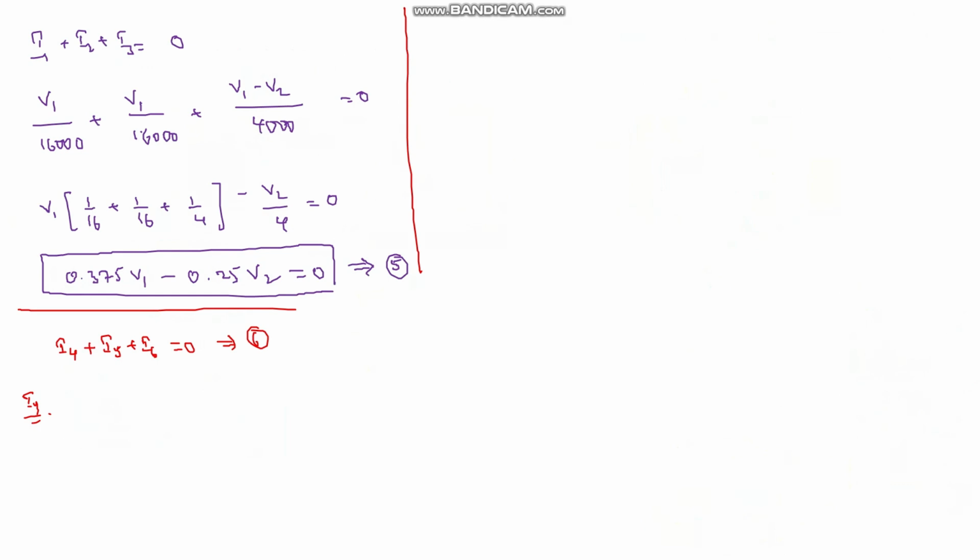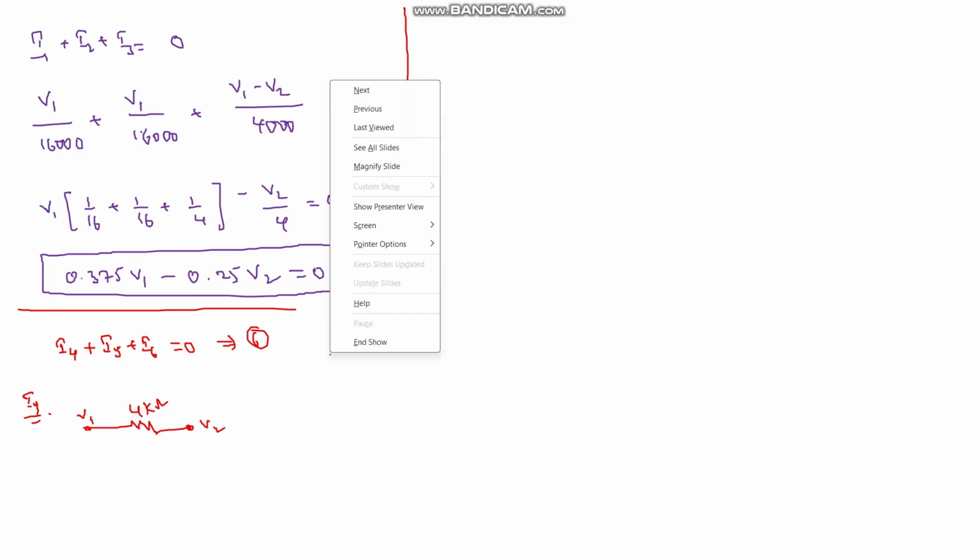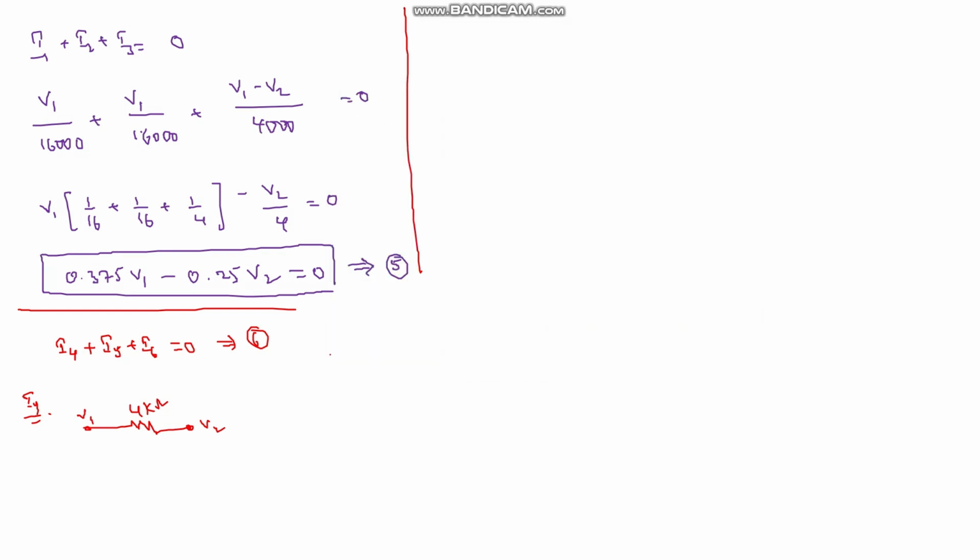Just to redraw that circuit. This is a 4 kilo ohm resistance, this is V2 and this is V1, and my current direction according to the circuit is from V2 to V1. This is I4. Now apply KVL. This is the starting point and this is the end point. So minus V2 plus 4000 I4 plus V1 equals 0.